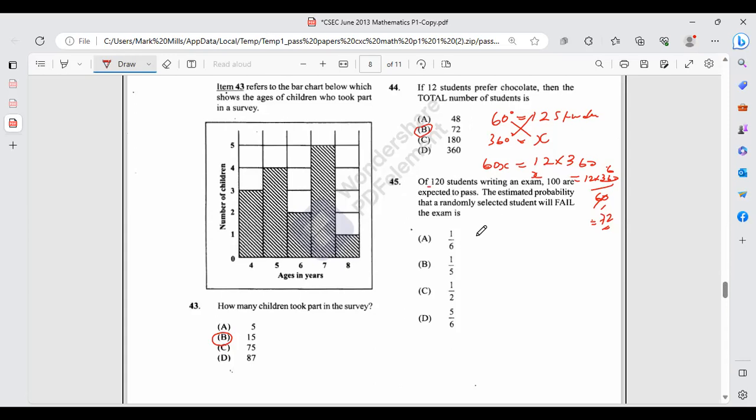20. 20 over the total, which is what? 120. Break it down. 120 into 20 gives 1 over 6. So 1 over 6 is the probability that a student will fail. Clear? Yes, sir.